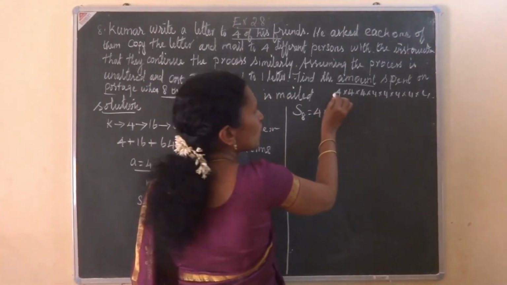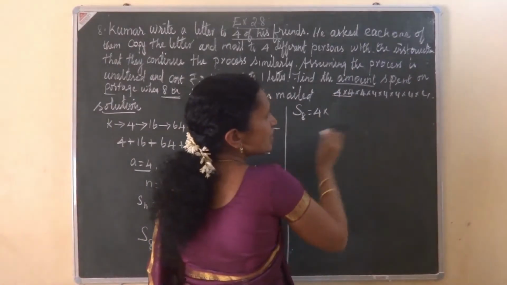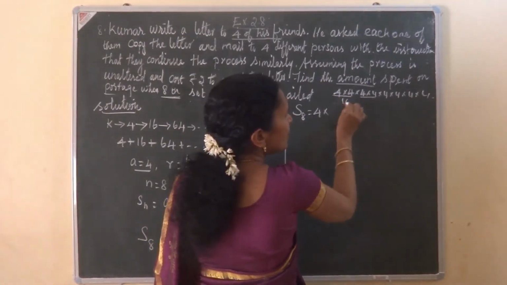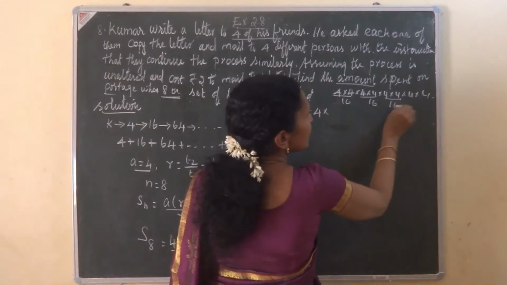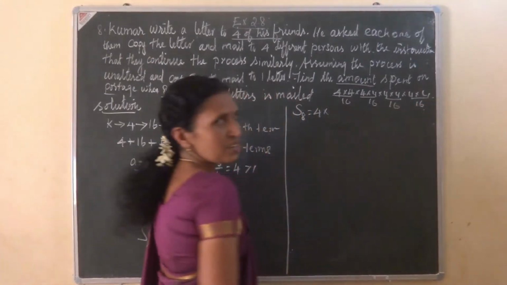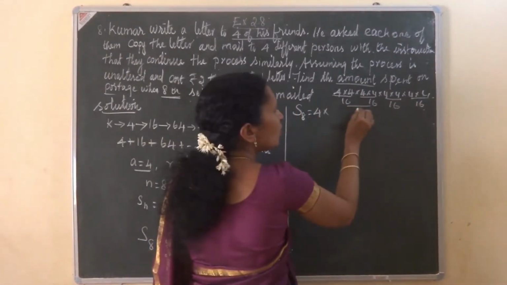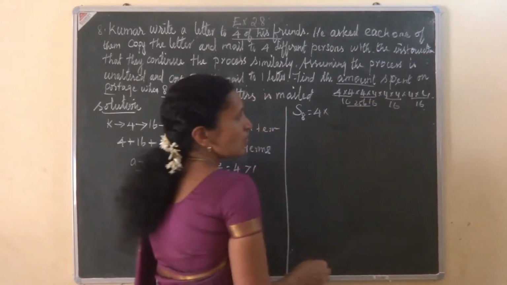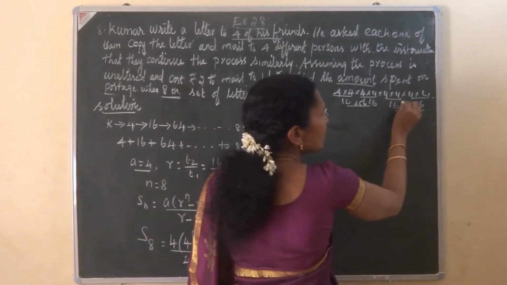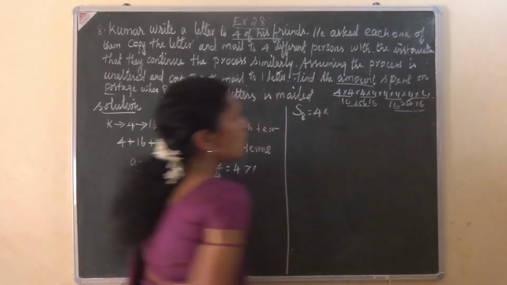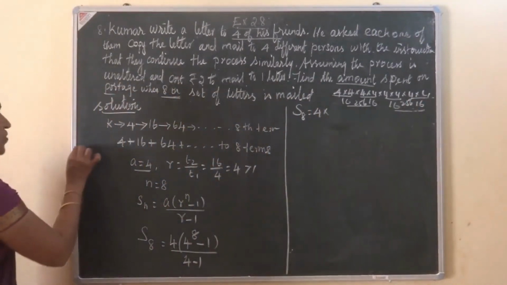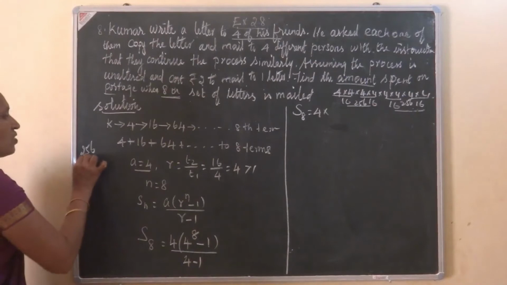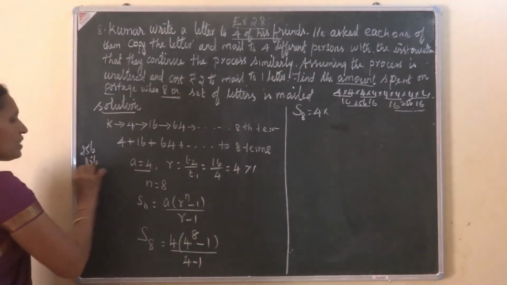Better you split this. 4 fours are 16, 4 fours are 16, 4 fours are 16, 4 fours are 16. 16 into 16, you know, is 256. So when you multiply 256 into 256, you will get the answer.